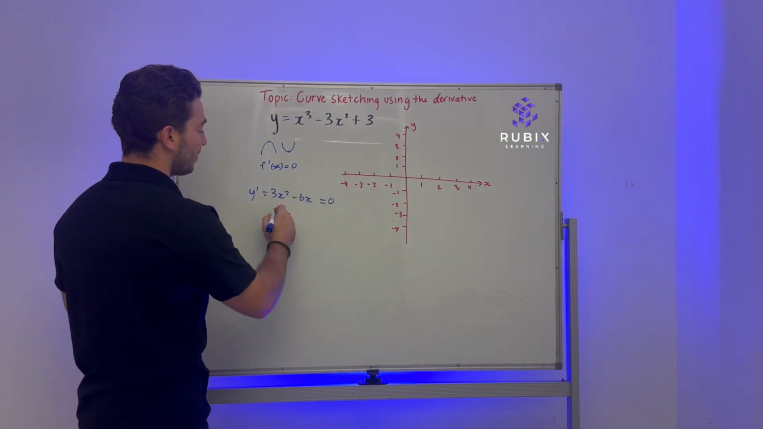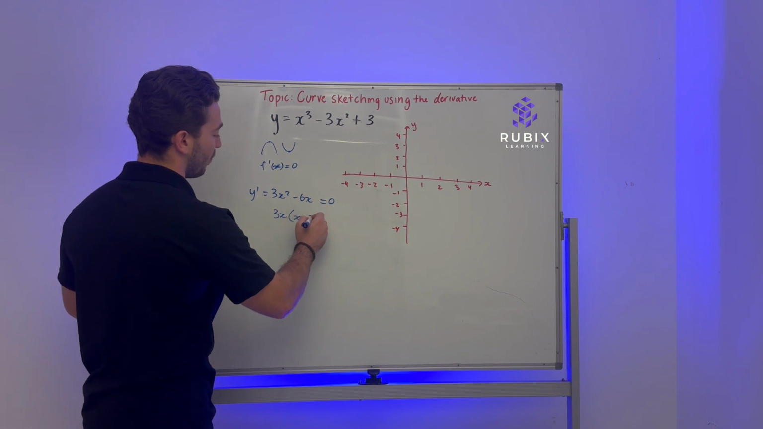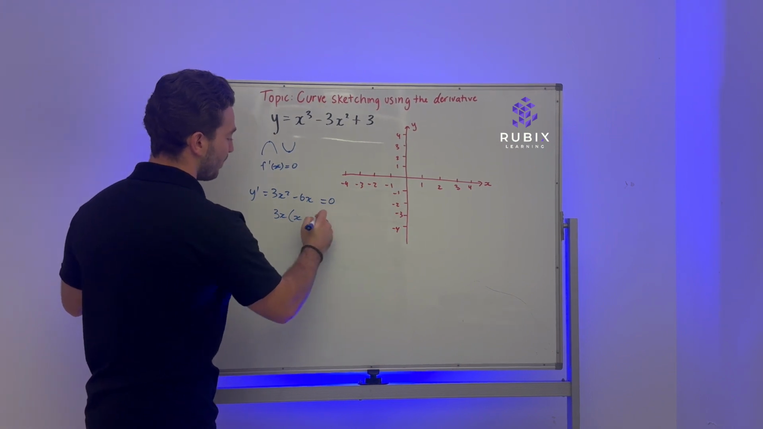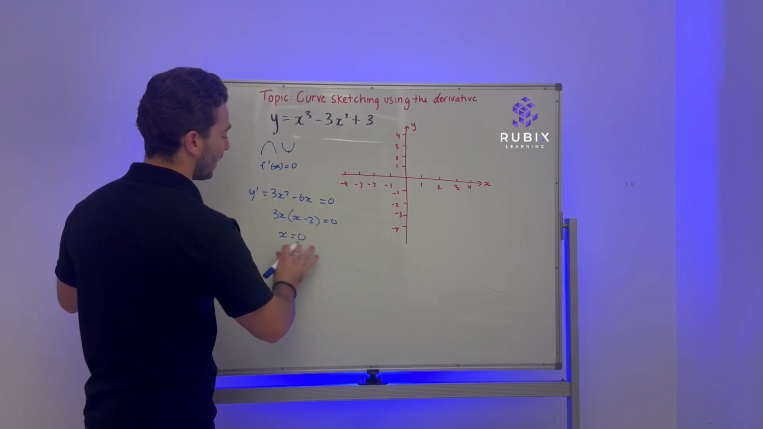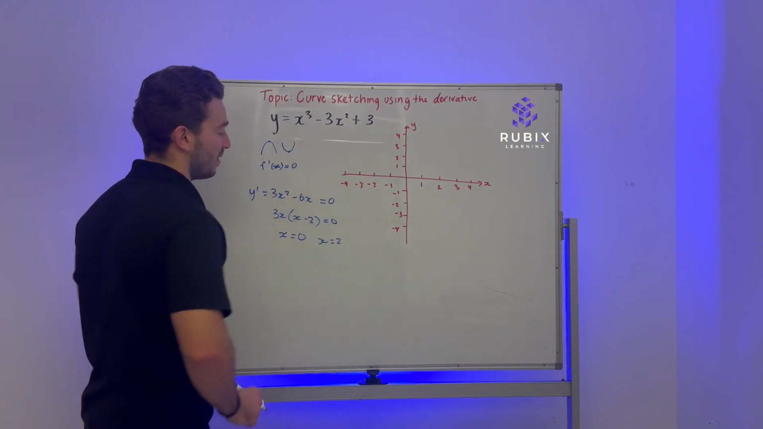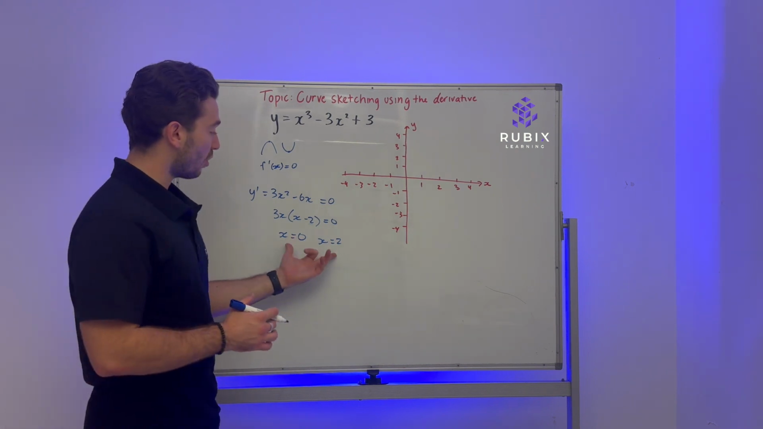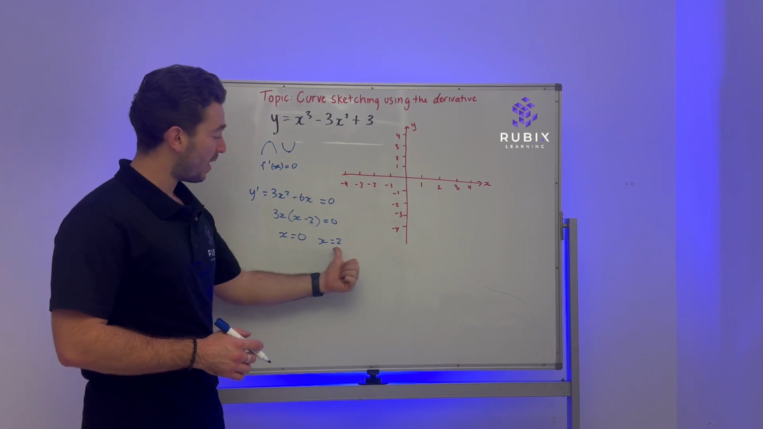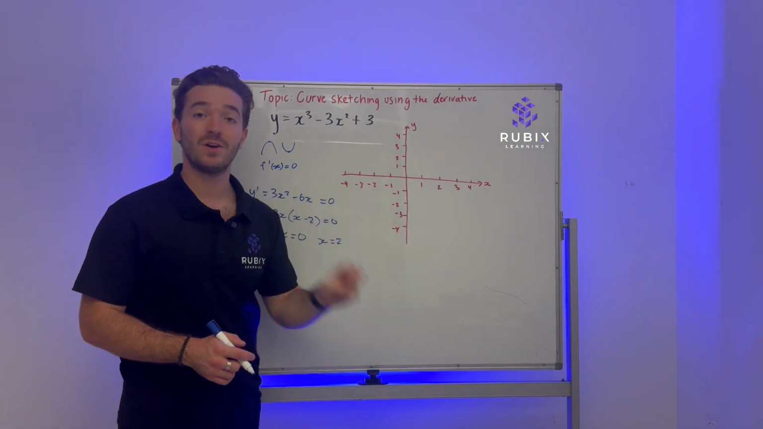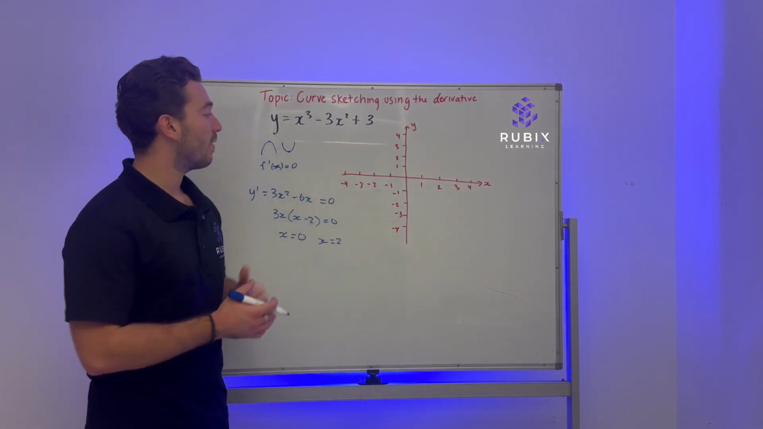So solving this, I factorize out a 3x, and I'm left with x minus 2 is equal to 0. And solving further, using null factor law, I get x is equal to 0, and x is equal to 2. So I've just solved that my gradient is equal to 0 when x is equal to 0, and when x is equal to 2. So I'm going to have two stationary points for this graph.